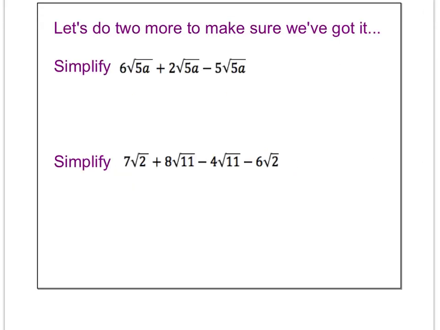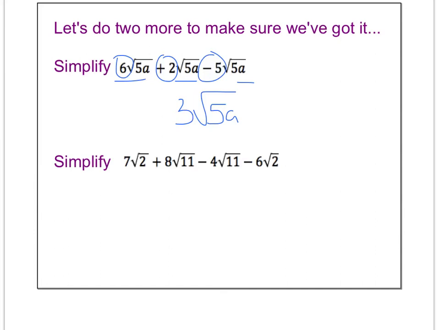Alright, so let's do a couple more. Looking at this, we know that we can combine all three of these terms because they all have the square root of 5a. So next we just look at the 6, the 2, and the negative 5 and add them together. So we just go through them. 6 plus 2 is 8. 8 minus 5 is 3. So 3 square roots of 5a is what's left.